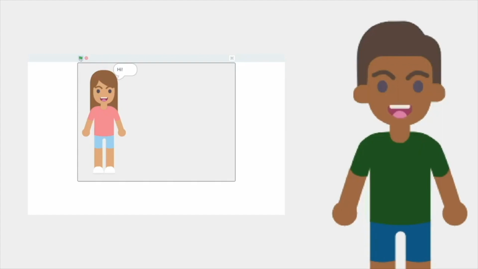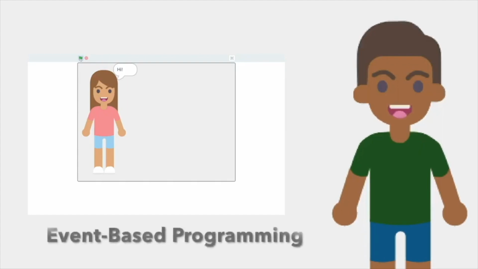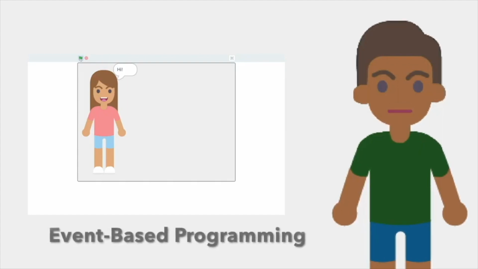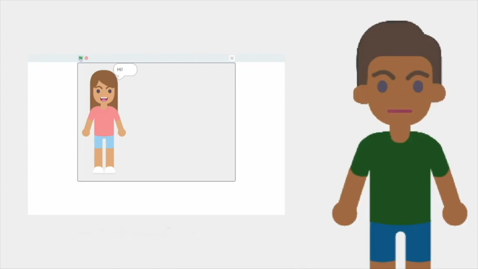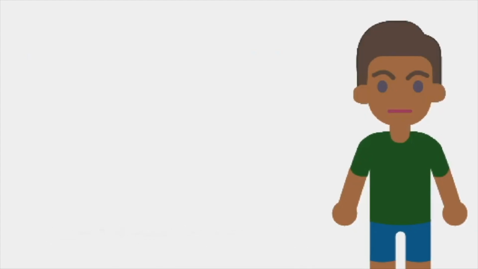This way of programming is called event-based programming. It is when you program the computer by telling it what to do as a result of user actions. Today, you are going to explore the events in Scratch projects and how you can use all of them.